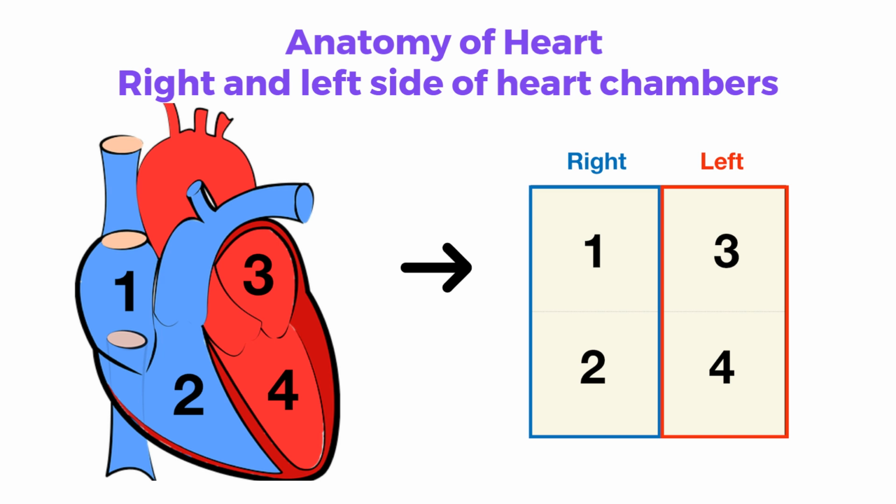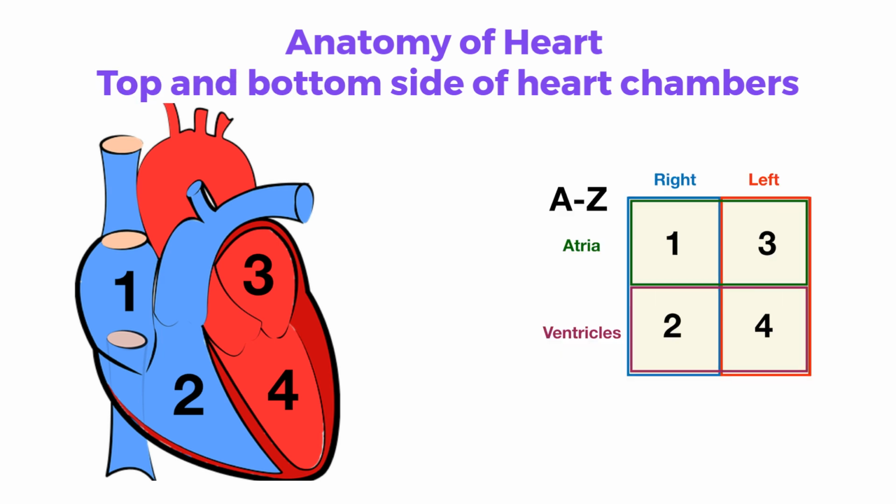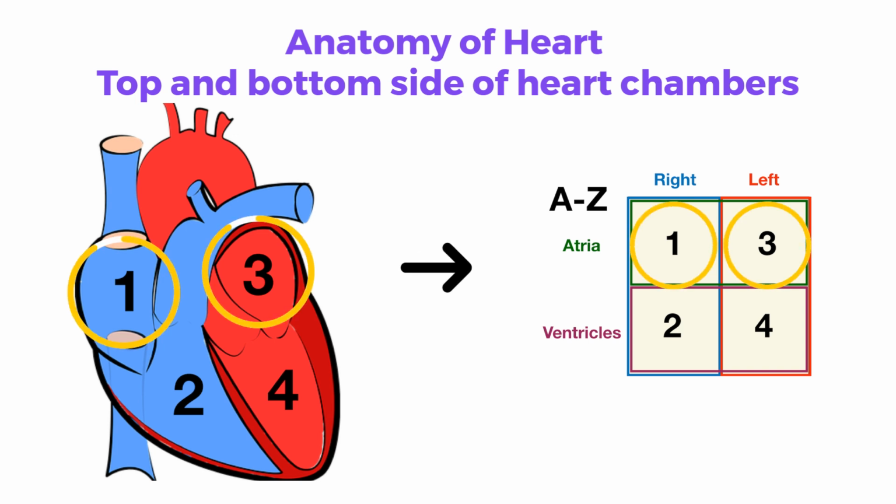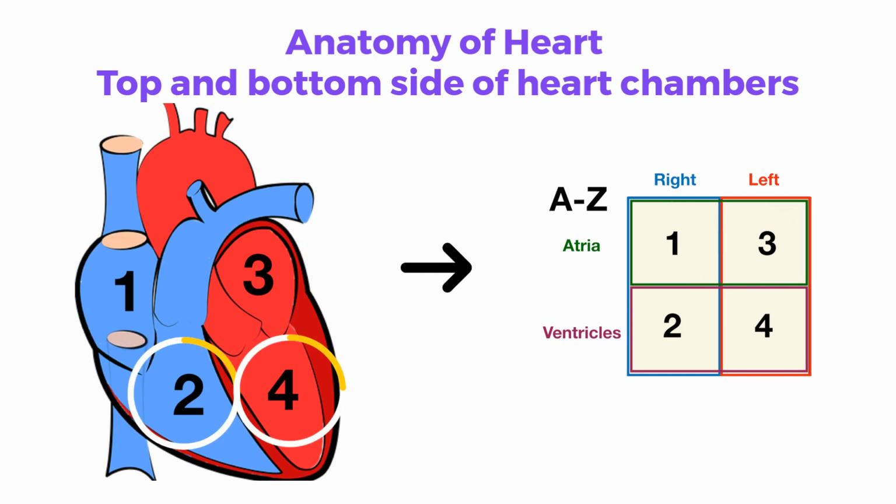Please remember blood is always red in color. It is for easier understanding that it is represented with different colors. We can divide the top 2 chambers and bottom 2 chambers of the heart. The top 2 chambers are called the atria, and is represented by boxes 1 and 3. The bottom 2 chambers are called ventricles, and they are represented by boxes 2 and 4.